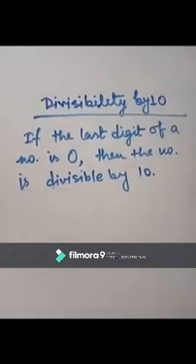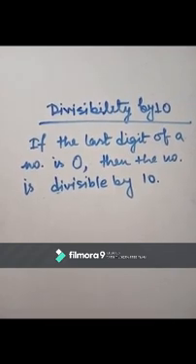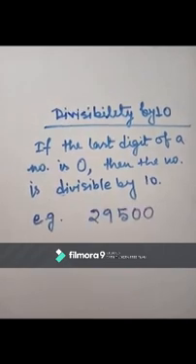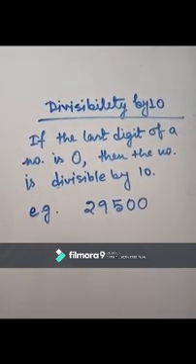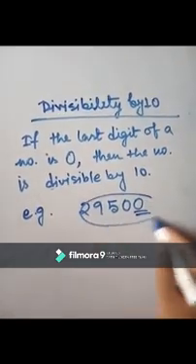Now the next is divisibility by 10. If the last digit of a number is 0, then the number is divisible by 10. For example, 29,500 has the last digit 0, so this whole number is divisible by 10.